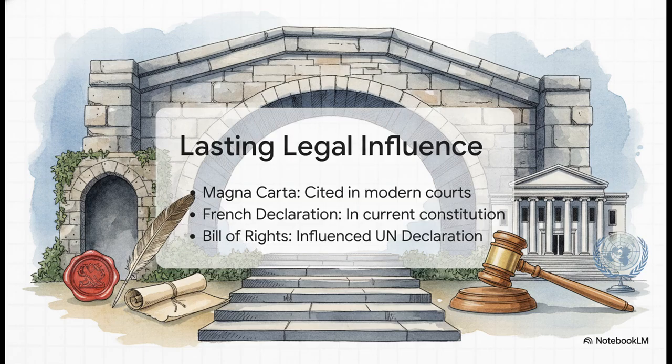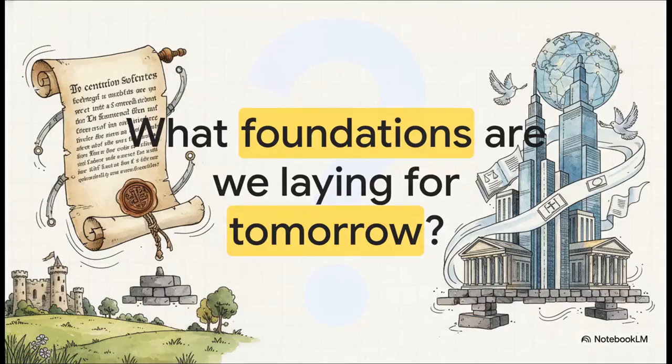The 1789 French Declaration is literally incorporated directly into the preamble of France's current constitution. And the U.S. Bill of Rights heavily influenced the United Nations when they drafted the Universal Declaration of Human Rights back in 1948. We've traced an incredible journey in this explainer, from a feudal meadow in England to the framing of constitutions that still govern us today.